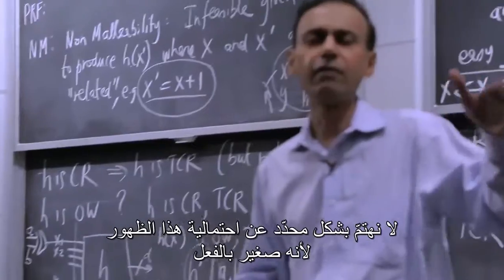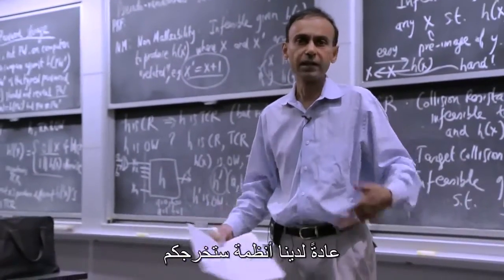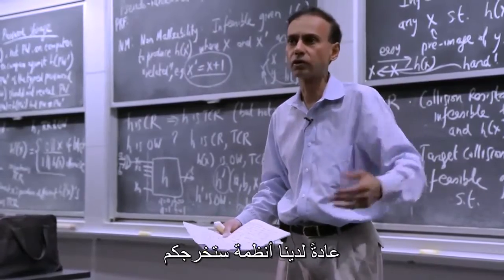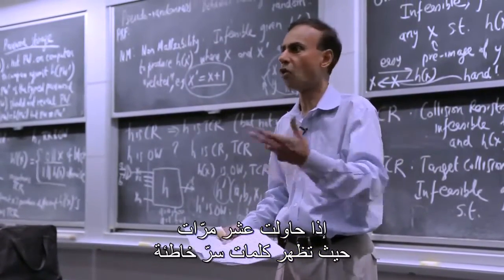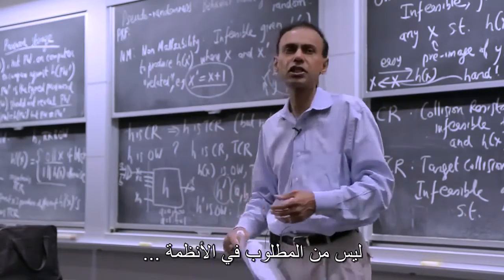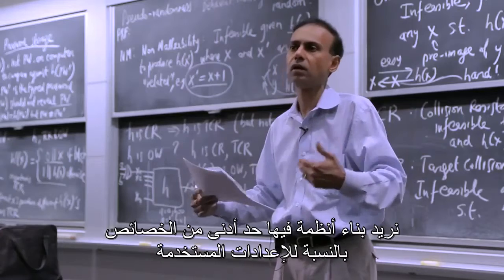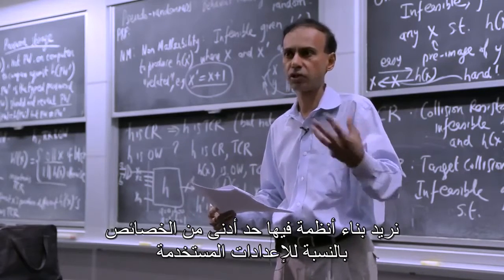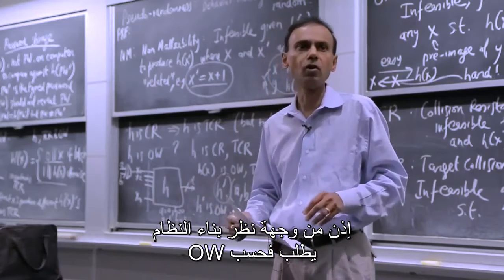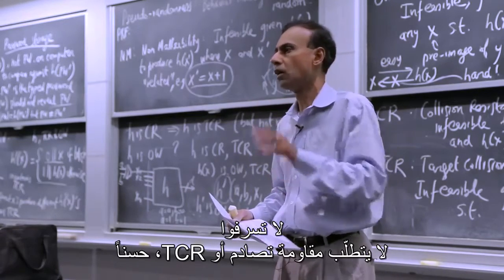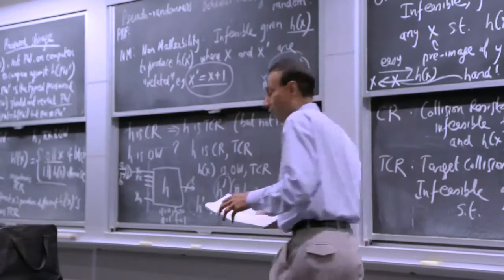You don't particularly care if the probability of this occurrence is really small. Typically, you're going to have systems that lock you out if you try 10 tries that correspond to wrong passwords, right? So really, in systems, you do want to build systems that have minimal properties with respect to the primitives that are used. So from a system building standpoint, just require OW, don't go overboard, don't require collision resistance or TCR, okay?